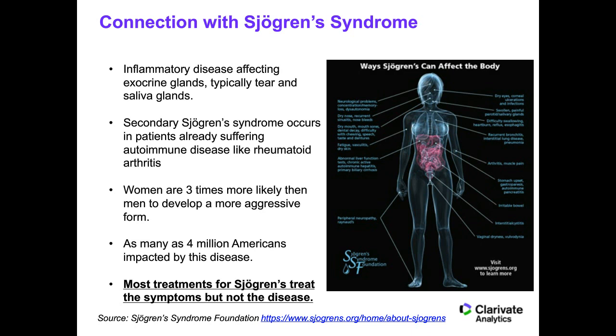So being able to find a new target for therapeutics that can both treat rheumatoid arthritis and are also beneficial for the treatment of Sjögren's syndrome would be a great boon to these patients who are suffering from such debilitating diseases.